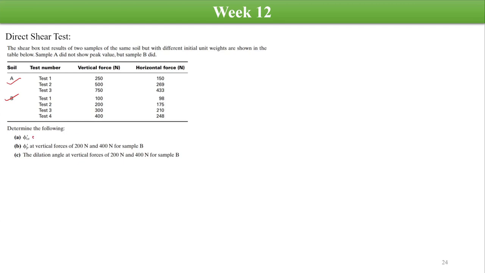And we need to determine the internal friction angle at a critical state and the peak internal friction angle at two vertical loadings. Okay, the dilation angle at the same vertical loadings for sample B. So let's see how we can find out. For solving this question, first we need to make a plot. It's better to use Excel for that.